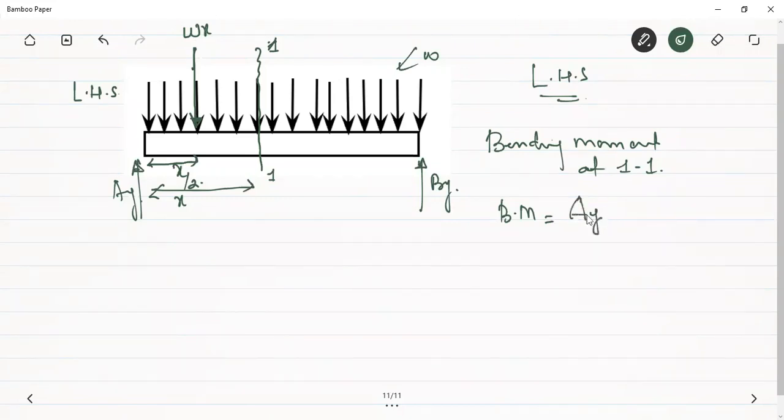What is the distance of the moment arm for this force? Because I'm calculating about section 1, which is at a distance of x from A. Now, omega x will again create a moment about section 1. In which direction? In which sense? Clockwise or anti-clockwise? Anti-clockwise. Left hand side of the section, anti-clockwise moment is what? Negative.